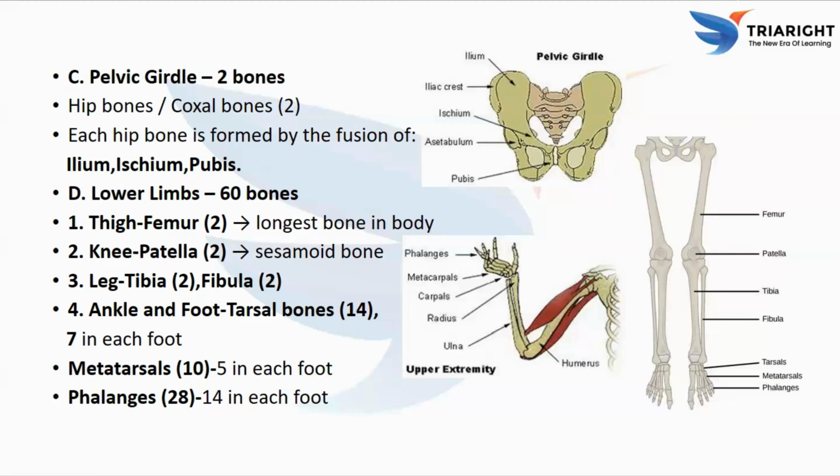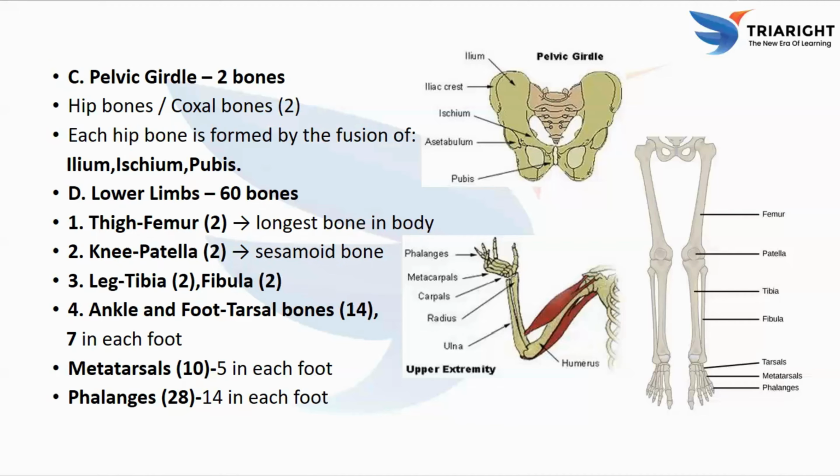So next is the knee patella, also called the kneecap. It's a sesamoid bone, a bone formed inside a tendon. In the previous session, we talked about this sesamoid bone. So what do you mean by sesamoid bone? The bone which is present inside a tendon. This protects the knee joint and improves the leverage of the thigh muscles.